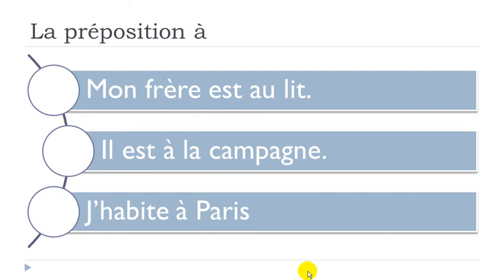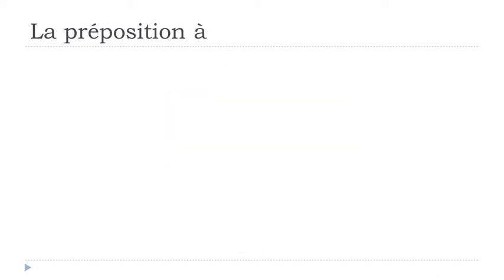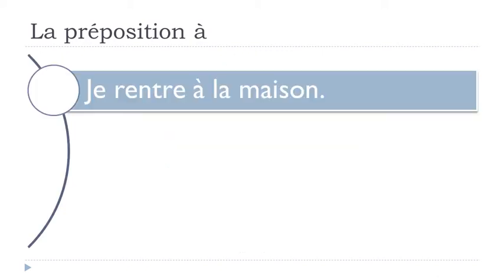All right, let's see another use of à, and it would be to. A few examples. Je rentre à la maison. In that case, rentrer is to go back. So je rentre à la maison. And when we want to introduce this concept, then we should use this à la maison. Je rentre à la maison.